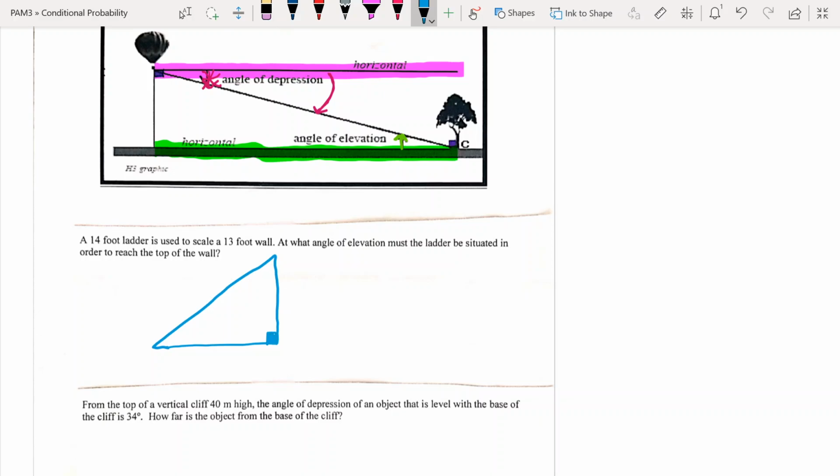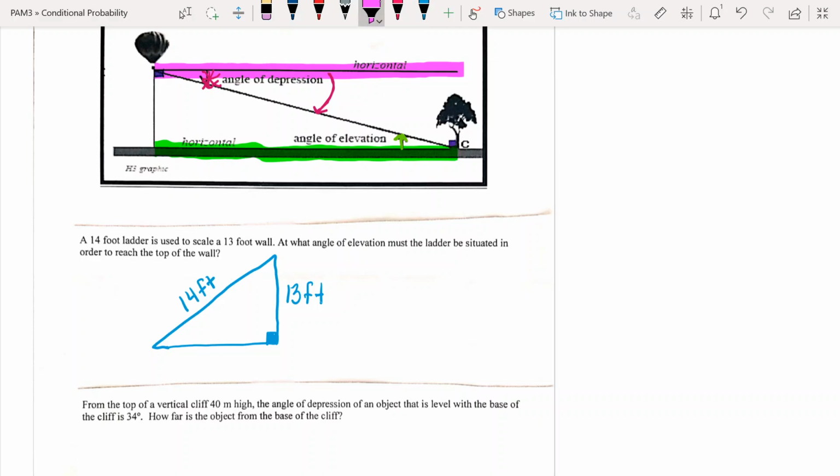It says we have a 14-foot ladder that is used to scale a 13-foot wall. Well, think about a wall. Which part of the triangle is this? A wall stands straight up, it's vertical. So this is our 13-foot wall. And we have a 14-foot ladder. Now, if you think about a ladder, you're going to climb a ladder. It's not going to be straight up and down like a wall. It's going to be on an angle in order for you to climb up it. So this is our 14-foot ladder.